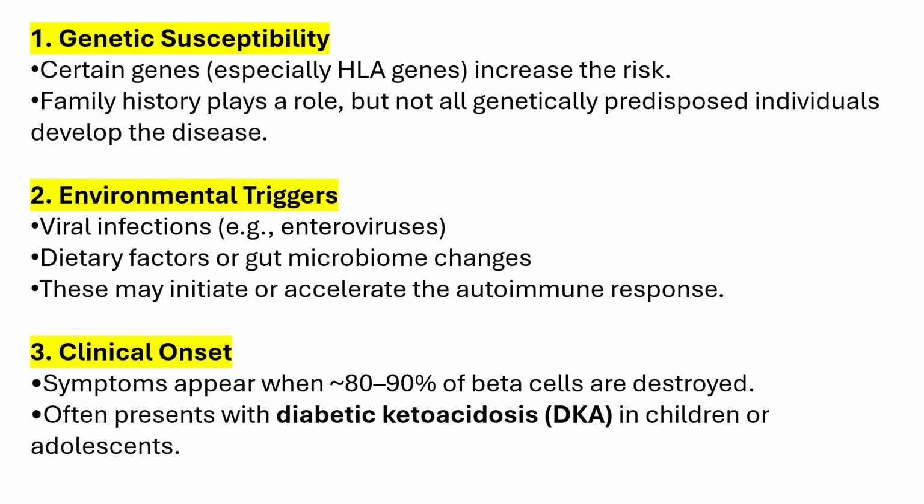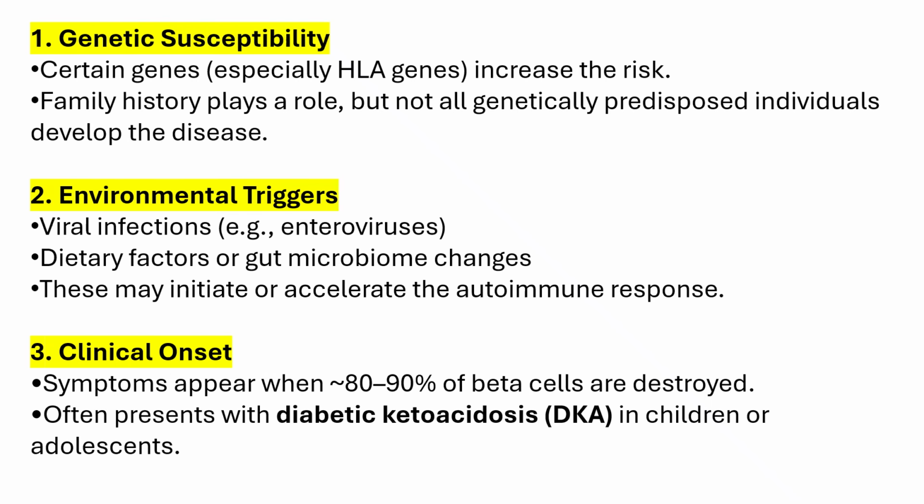Environmental triggers, viral infections, dietary factors, or gut microbiome changes, right? And these may initiate or accelerate the autoimmune response. Anything that has an impact on autoimmunity will have some sort of impact on type 1 diabetes. And this is exactly why at times, patients with diabetes have neuropathy issues. Why? Because the autoimmunity is not supporting them.